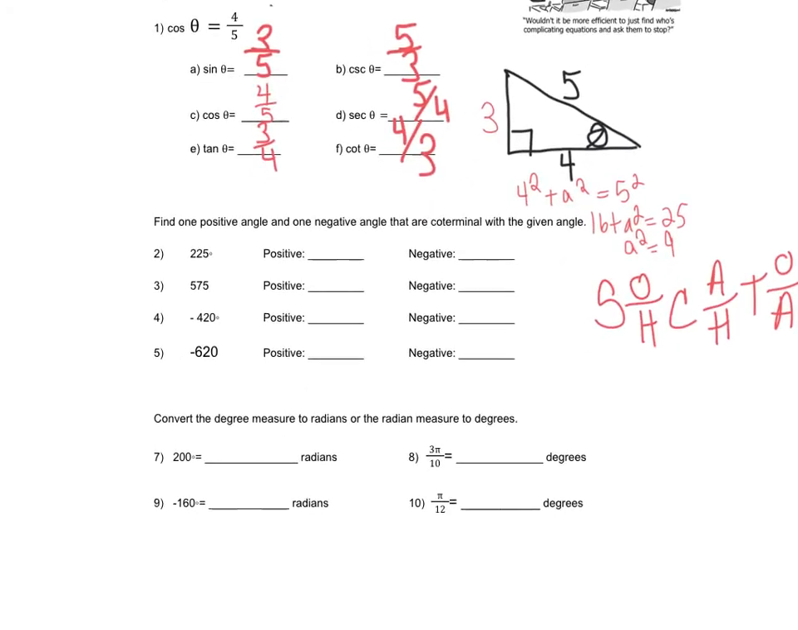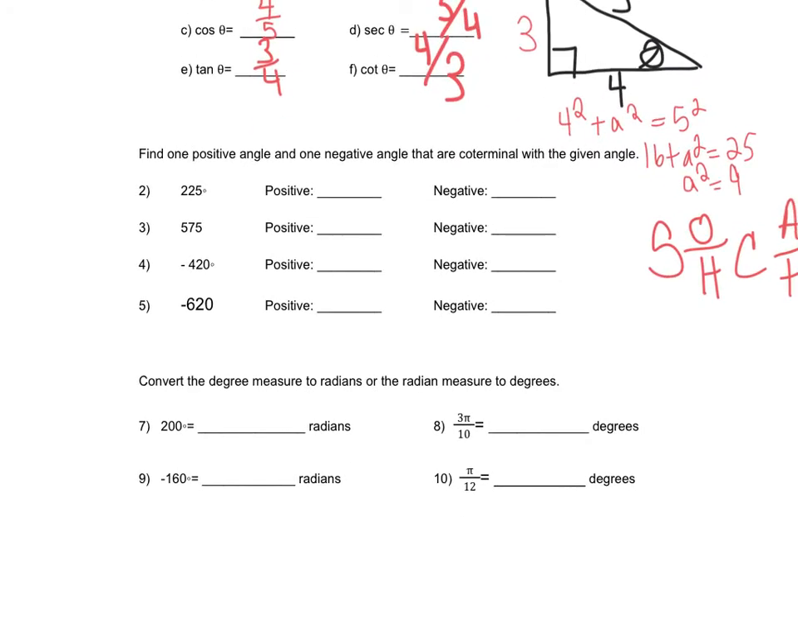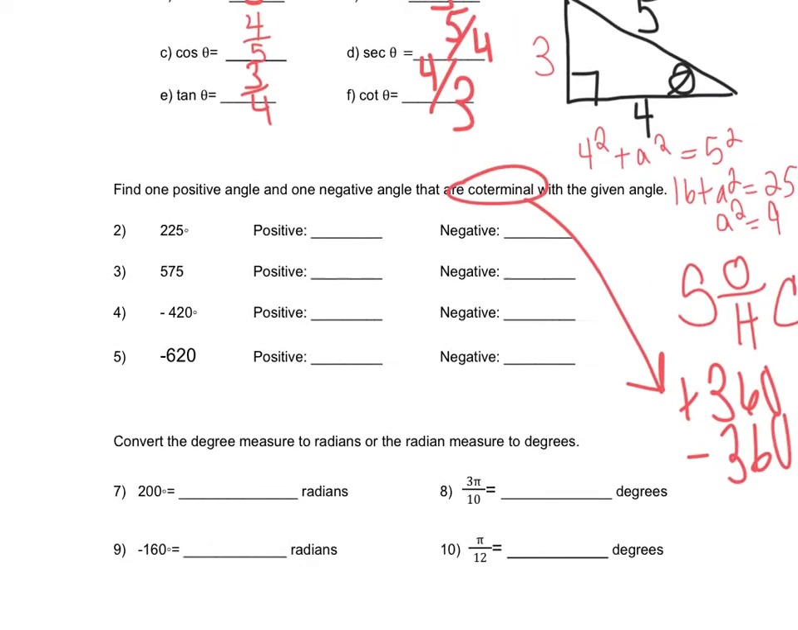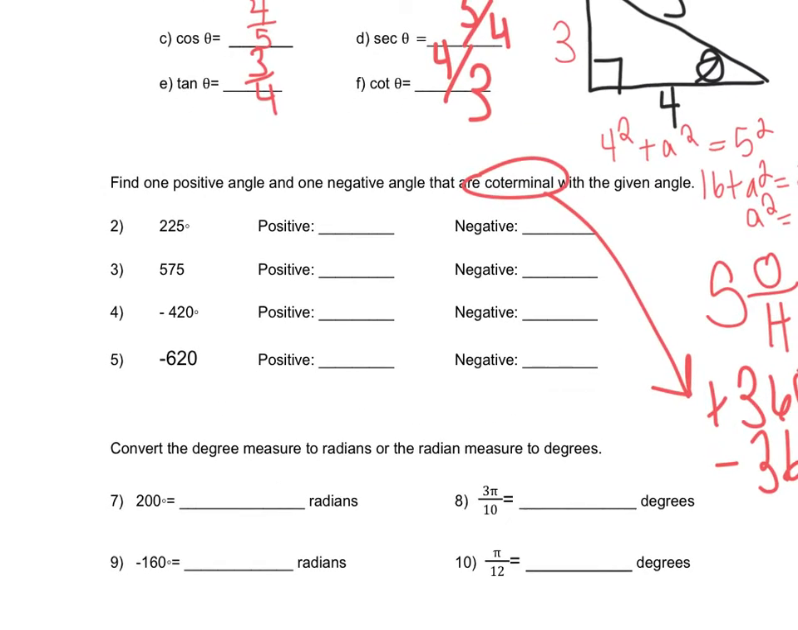Okay, in the next section, we are going to find one positive and one negative angle that are coterminal. Remember, to find angles that are coterminal, we just need to add 360 or subtract 360 until we get a positive or negative, whatever we're actually looking for. So if I have a 225-degree angle, to find a positive coterminal angle, I'm just going to add 360 degrees. And 225 plus 360 is 585. In order to find a negative coterminal angle here for 225, I'm going to subtract 360. And 225 minus 360 is negative 135.